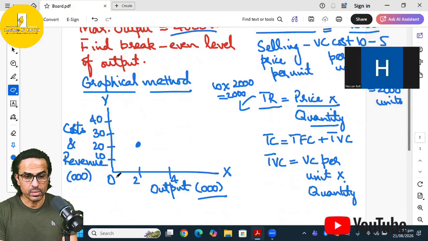Okay. And obviously at output 0, total revenue would also be 0, because if there is nothing produced, obviously nothing will be sold as well. You know that. So at 0 output level, total revenue is also 0.